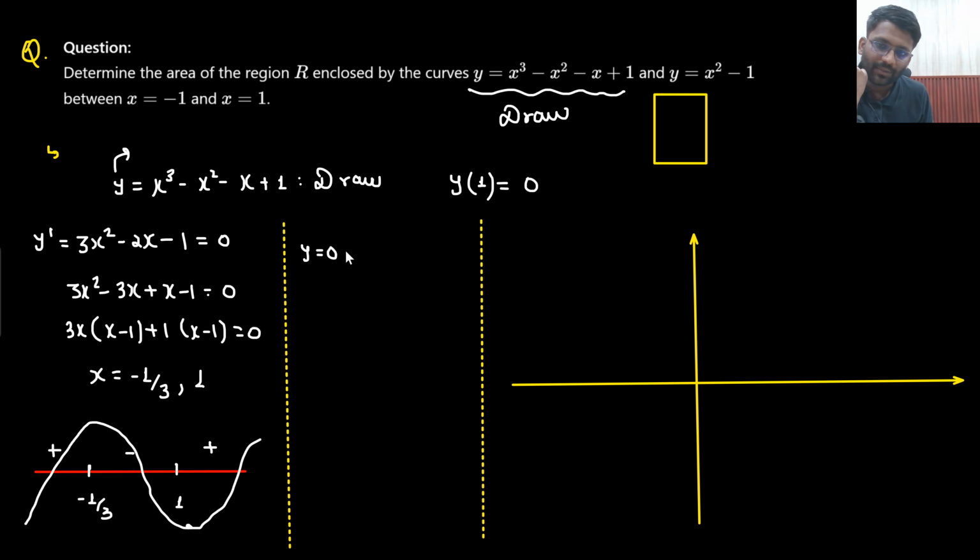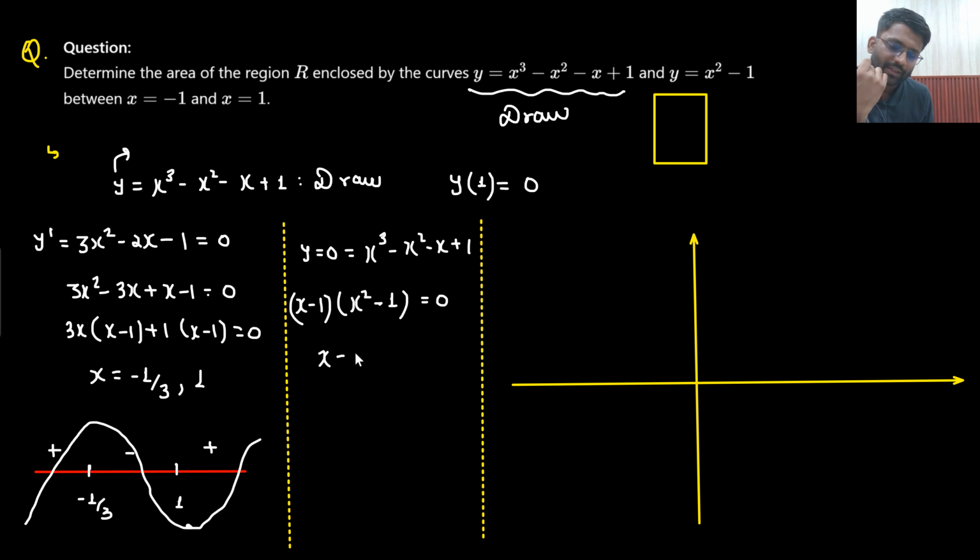So when would y become 0? At x equals 1 it will become 0. So I know that x minus 1 will be one of the factors. So here x square, this will become x cube. Then x cube minus x square, so 0, and then plus 1 you would need. This is the scenario. So x plus 1, x minus 1. So from here x equals 1 and minus 1.